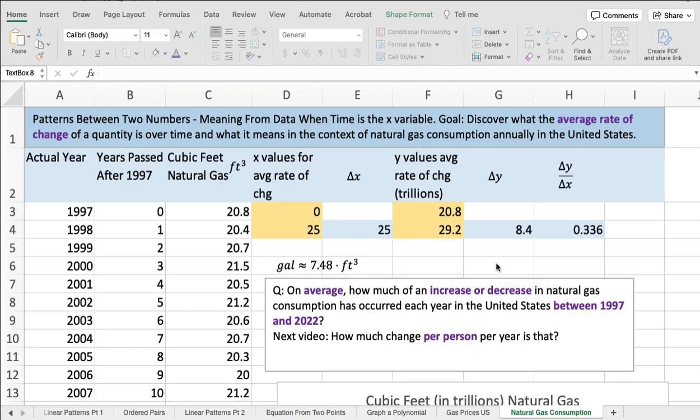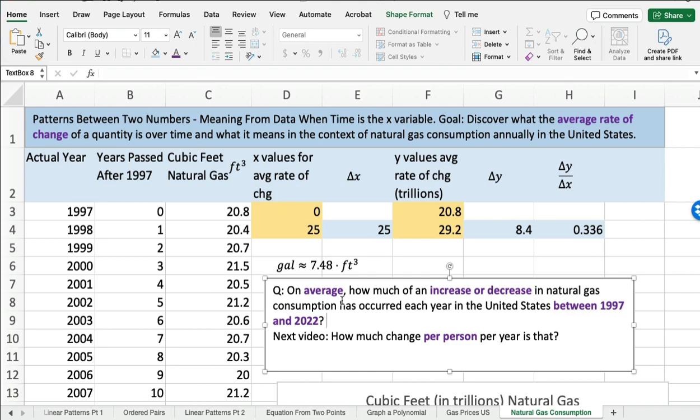We are continuing our investigation into the average rate of change of a quantity over time and what it means in this context of natural gas consumption annually in the United States. So let's get right to the question that we see down here in the box. The question says, on average, how much of an increase or decrease in natural gas consumption has occurred each year in the United States between 1997 and 2022?